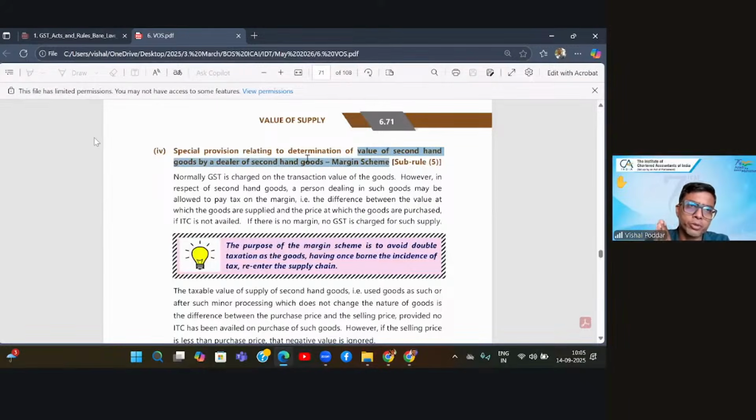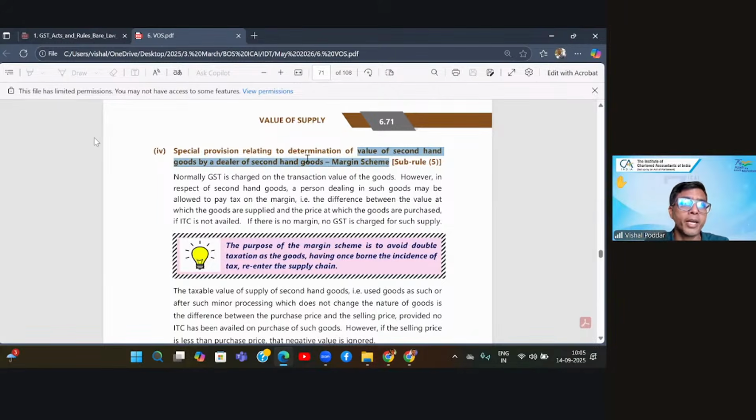Normally GST should be on the sale value. Your sale value is 7.5 lakhs. But if you have not availed the purchase side credit, then you can go by this margin scheme. 7.5 lakhs minus 5 lakhs, take the difference. This 2.5 lakhs is the taxable value.